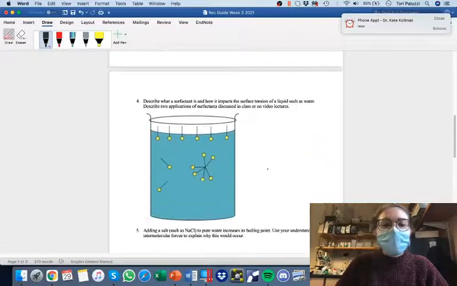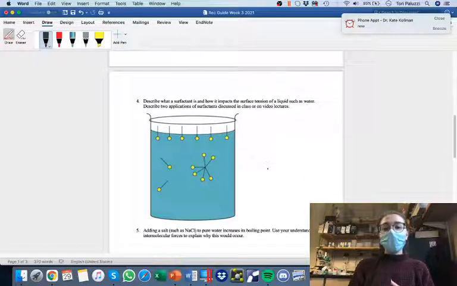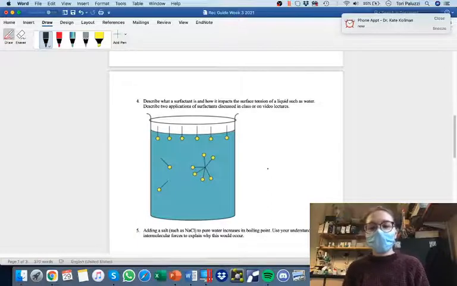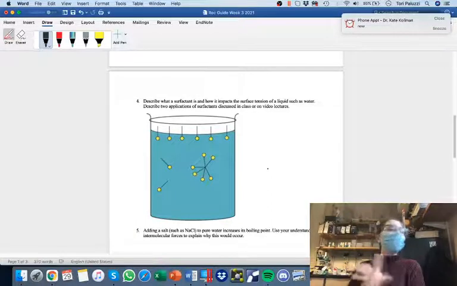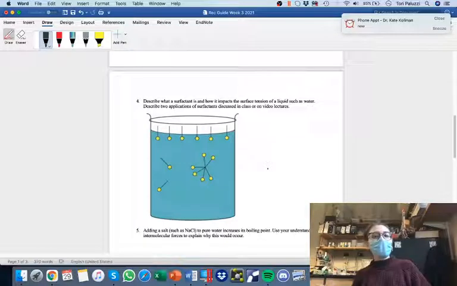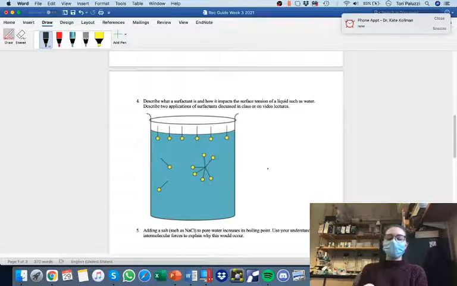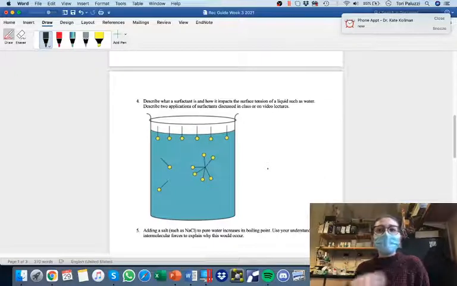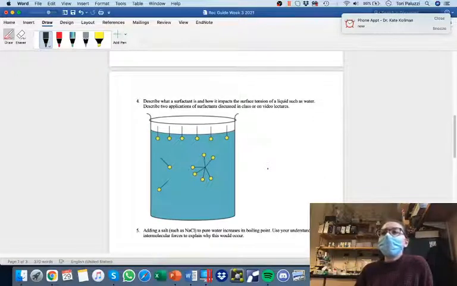All right, so describe what surfactants are and how they impact the surface tension of a liquid. So when I think of surfactants, I automatically think of something like soap, because those are things that I use to wash my hands. And I don't know if you've ever seen soap with water, but it creates those bubbles. And that in itself is what surfactants usually do. In chemistry, we use them a lot in HPLCs, or high pressure liquid chromatography, something that if you're in pharmacy, you're going to see a lot.